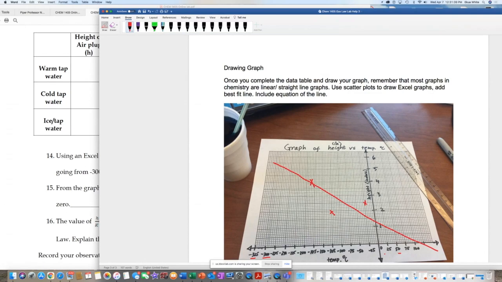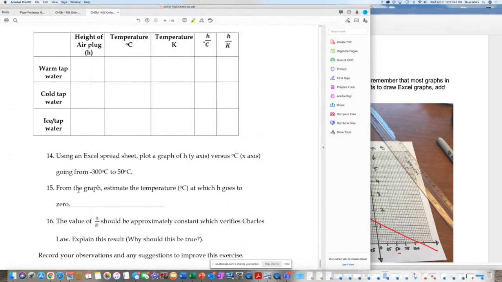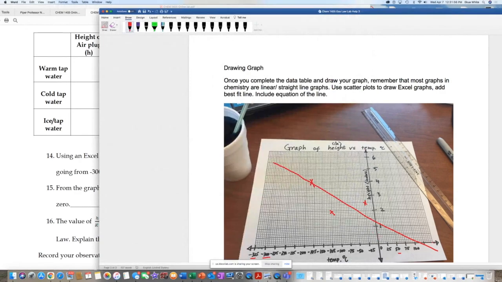After my best fit line, I'm looking over here and saying, for number 15, from the graph, estimate the temperature at which H goes to 0. H is from the y-axis, right? So y is 0 on the x-axis. Look at where your line crosses the x-axis. In my case, this is where my plotted best fit line crosses the x-axis. It crosses at, this is 100, 125, something in between the two, 25. Half of 25 is what, 12 and a half?